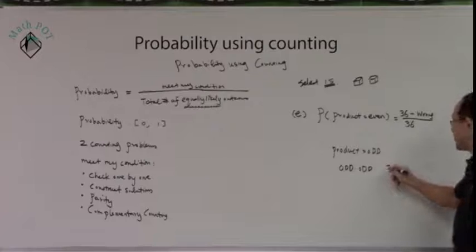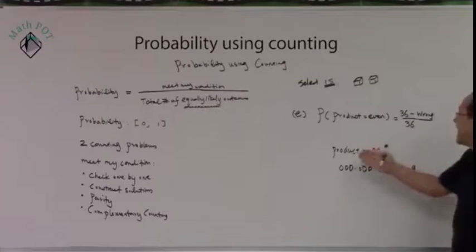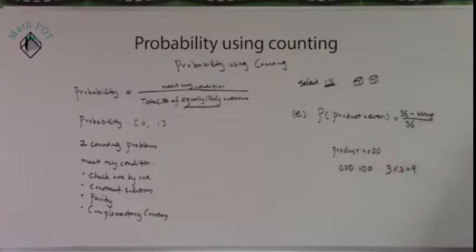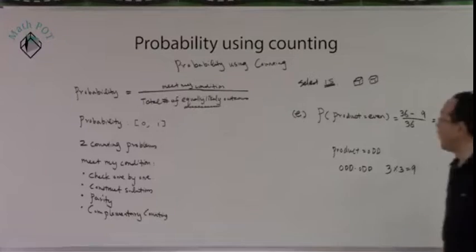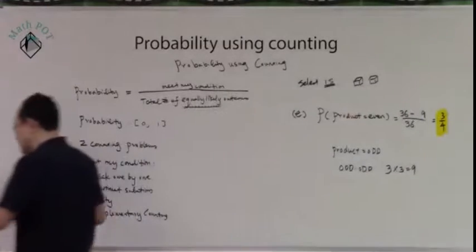The first number must be odd, and the second number must also be odd. Of course, we have 3 ways in the first step, and in the second step 3 ways, multiplied together. That means we have 9 wrong answers, which give us an odd product. 36 minus 9, and this simplifies, so we end up with the answer 3/4. That's how you solve this one.